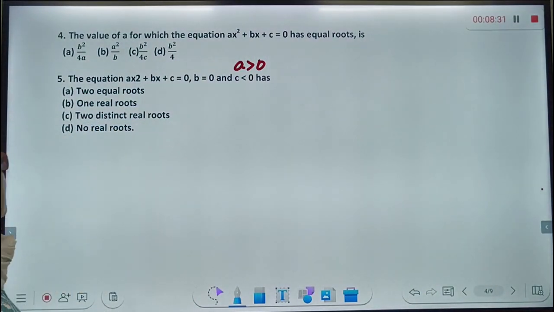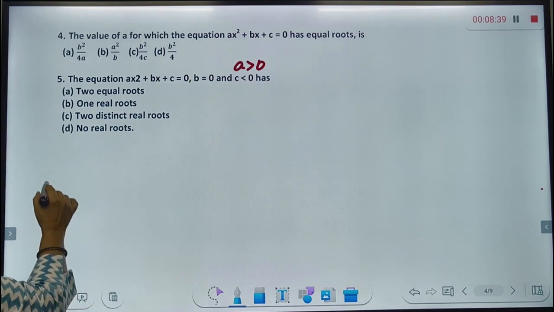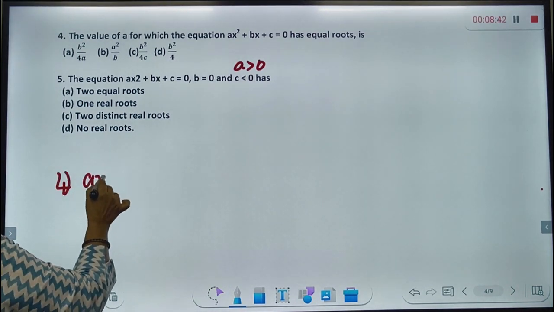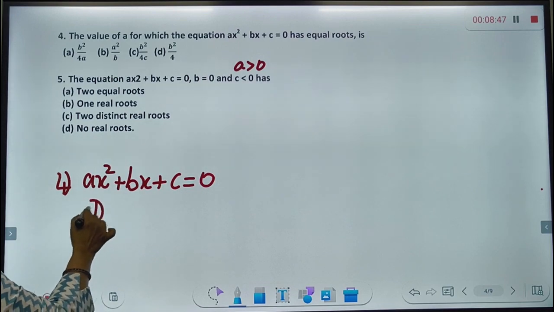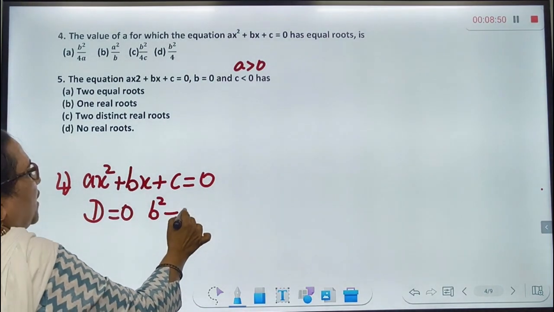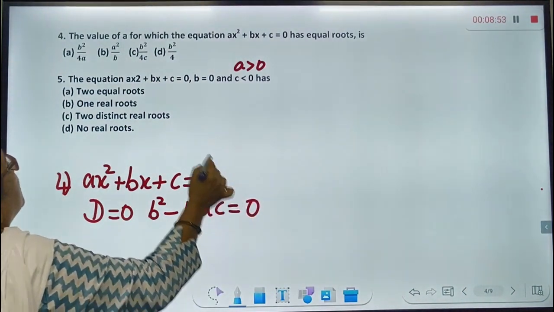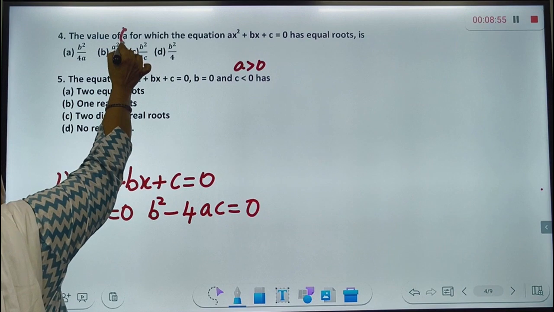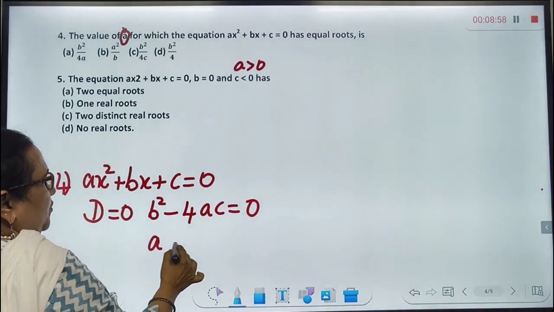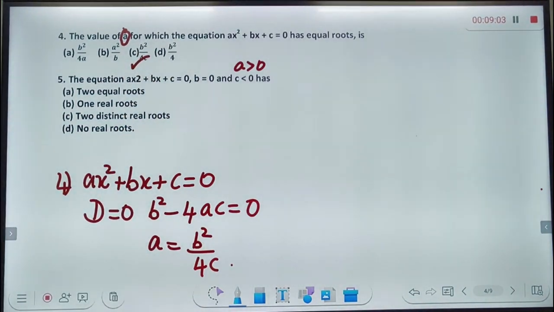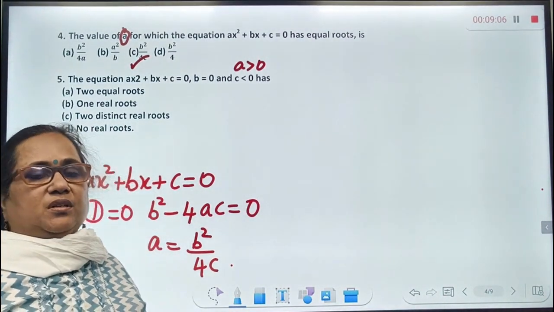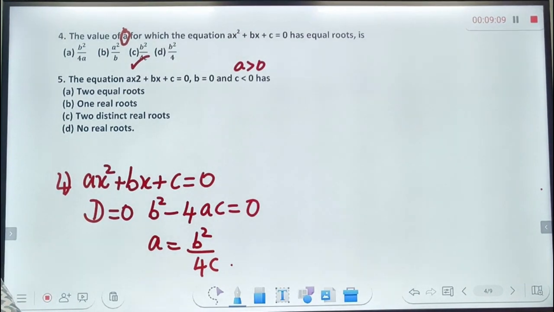Let's look at the problem. The value of a for which the equation ax square plus bx plus c equal to 0 has equal roots. Now, if the equation ax square plus bx plus c equal to 0 has equal roots, then D is 0. So, b square minus 4ac equal to 0. The question is, what is the value of a? Now, a will be b square by 4c. So, this is the correct answer. a is equal to b square by 4c. a is not equal to 0 because it's a quadratic equation.